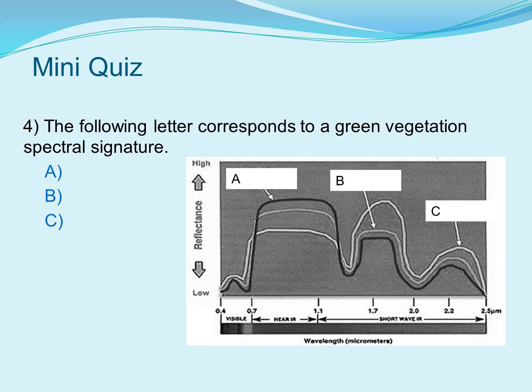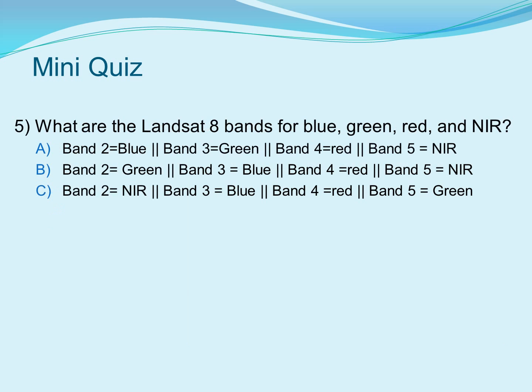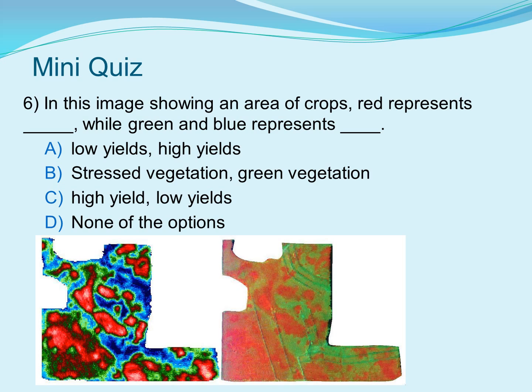The following letter corresponds to green vegetation. A, B, or C. So you really want to look at the microns or the micrometers between 0.7 and 1.1. What are the Landsat 8 bands for blue, green, red, and near infrared? In this image showing an area of crops, red represents blank, while green and blue represent blank. Give you a second there.